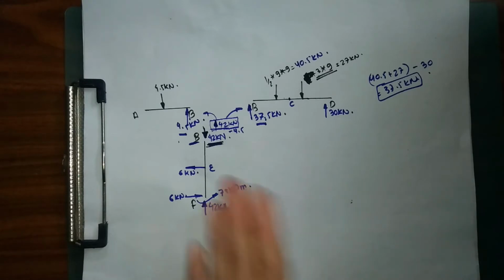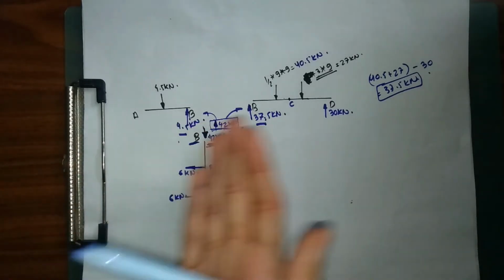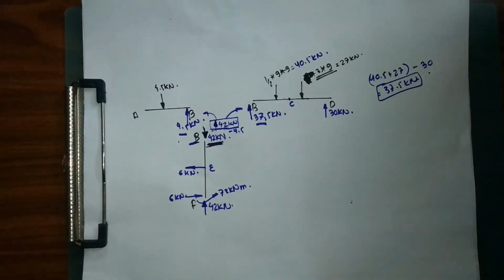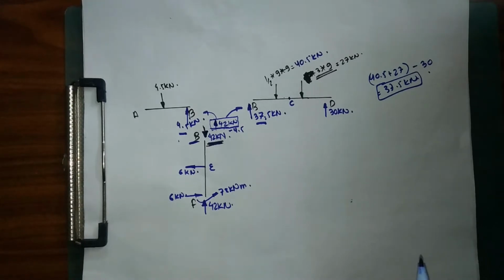Next we'll be calculating moment and we'll be distributing our moment in this way as well. So firstly now I'm looking at my member BF, and I'm going to calculate my shear force, bending moment and axial force for my member BF.